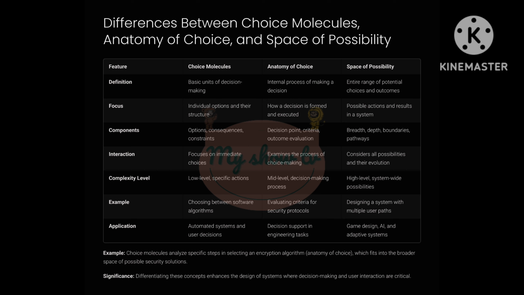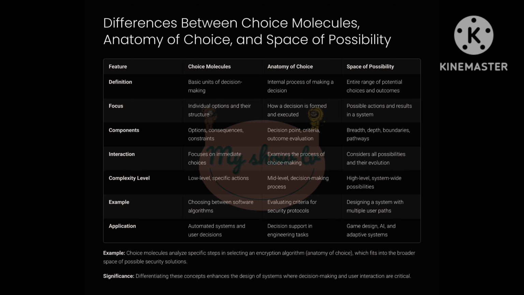1. Definition. Choice molecules: basic building blocks of decision making. Anatomy of choice: the internal process guiding how decisions are made. Space of possibility: the entire range of potential actions and outcomes. 2. Focus. Choice molecules: focuses on individual options and their immediate structure. Anatomy of choice: explores how decisions are formed and executed. Space of possibility: analyzes all possible actions and their outcomes.